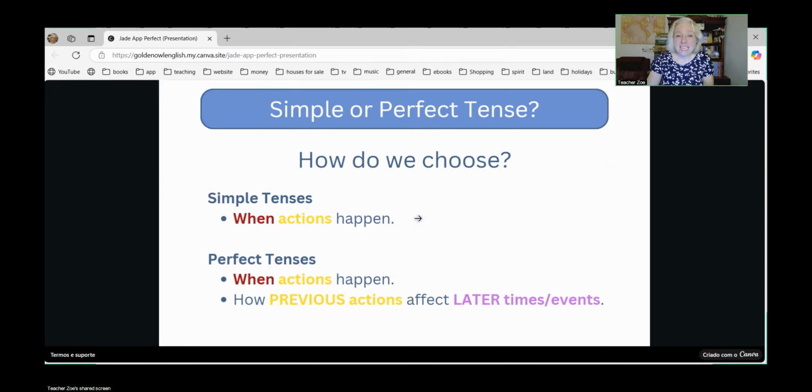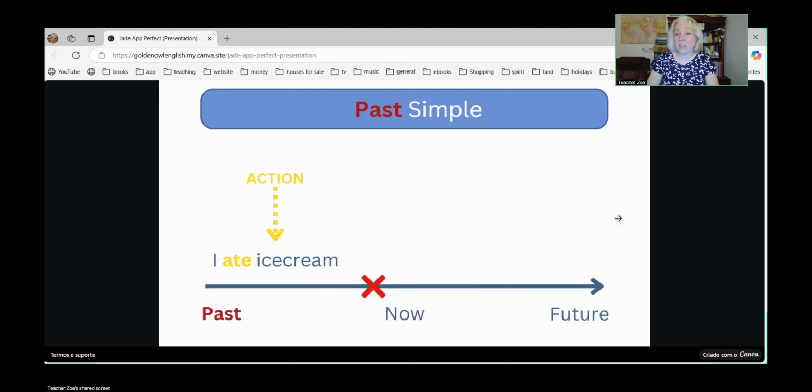But the perfect tenses give us more information again. They can also tell us when the actions happened, but they give us extra information as well. They kind of show us relationships. They show us how previous actions affect later events or times. So again, in words, it all sounds a bit confusing, doesn't it? So why don't we have a look at it in a way that'll hopefully make it a little bit clearer?